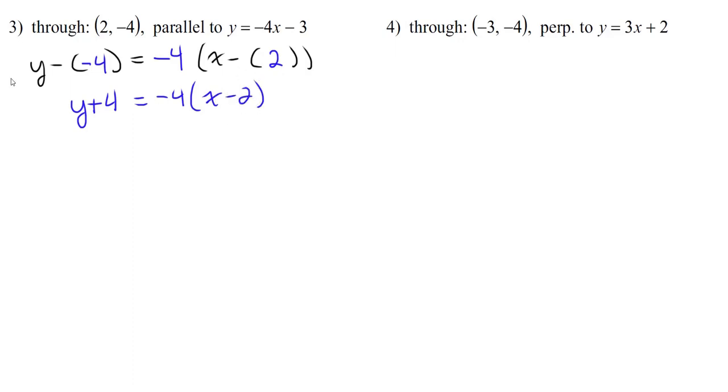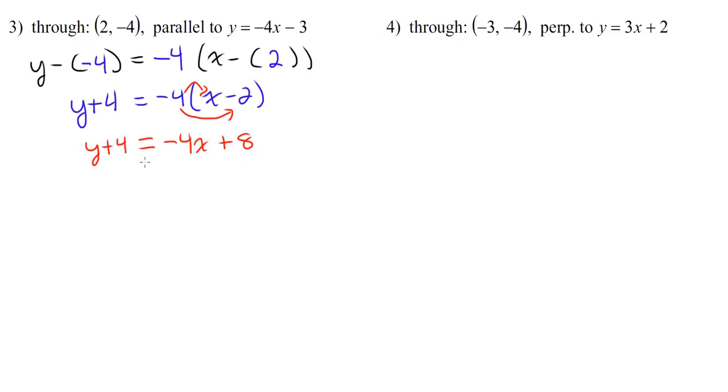So next we want to put this in slope-intercept form. So we're going to distribute on the right, and then we're going to get rid of this +4. So first, let's distribute on the right. -4 times x is -4x. And -4 times -2 is +8. And we bring down this y plus 4.